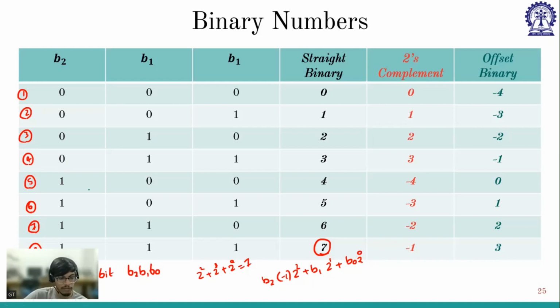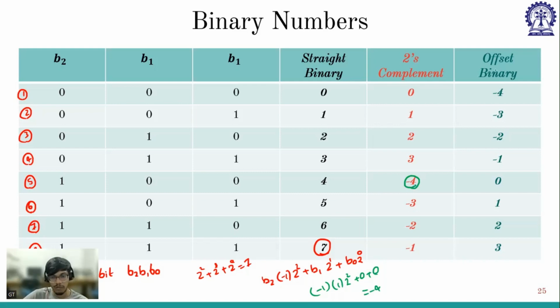When this bit becomes 1 and it is 1, 0, 0, we will have minus 1 into B2 is 1 into 2 square plus 0 plus 0, which is minus 4. So this is the maximum negative voltage that we can go, and then it will keep on decreasing, minus 4, minus 3, minus 2, minus 3.